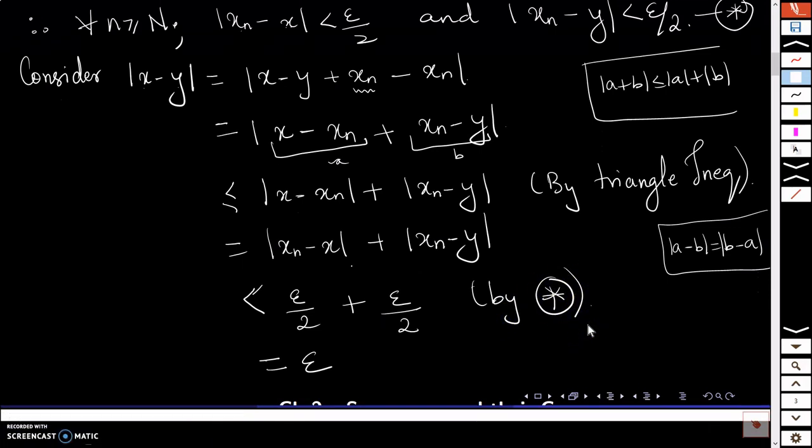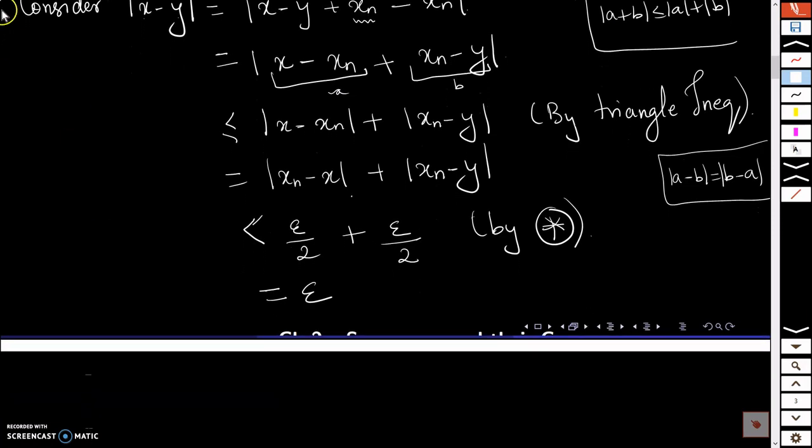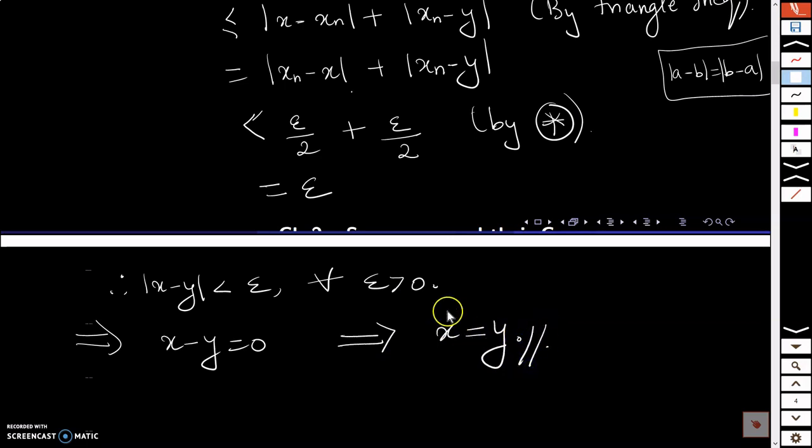So what did we show? Epsilon is any arbitrary number, right? So we showed that modulus of x minus y is less than epsilon for every epsilon positive. And by the result I stated, this implies this number inside the modulus, that is x minus y, is equal to 0, and this implies x is equal to y. This is what we wanted to show, and hence we have proved what we wanted to show.